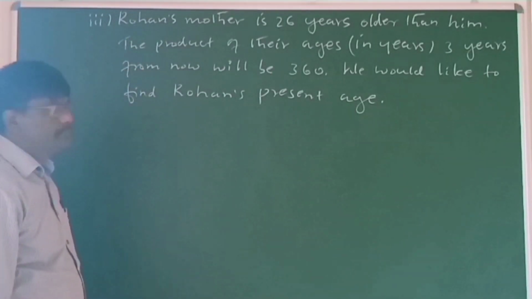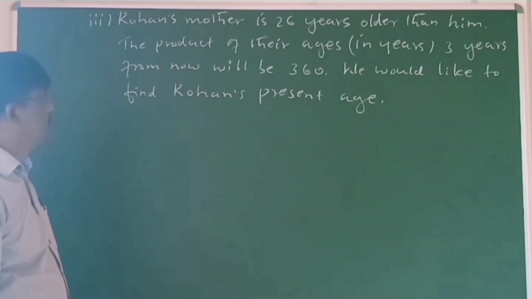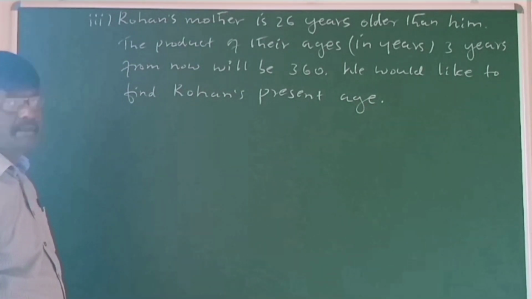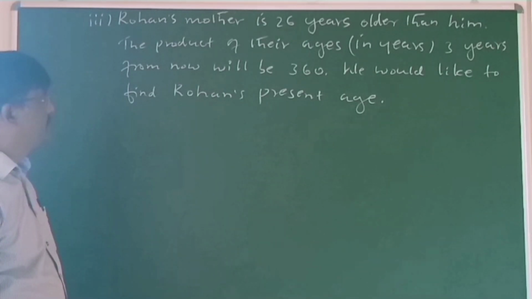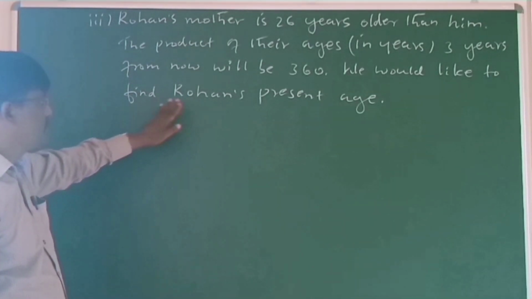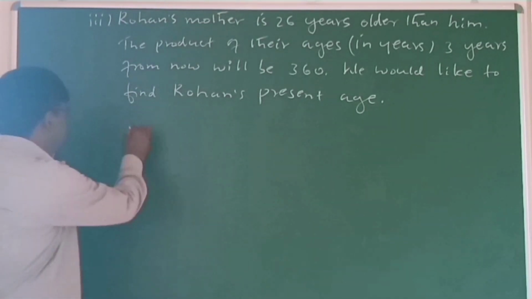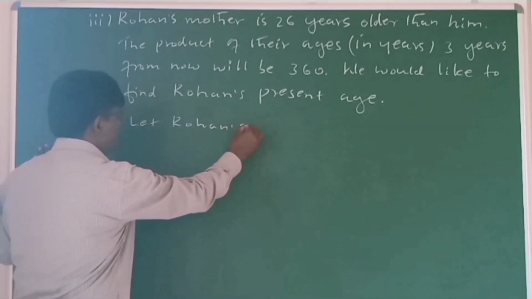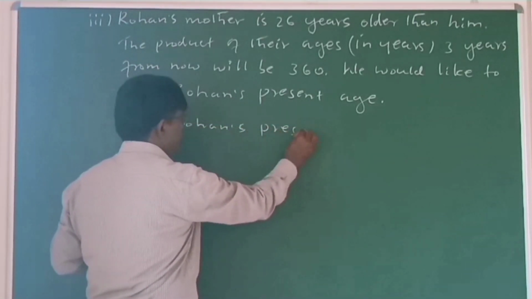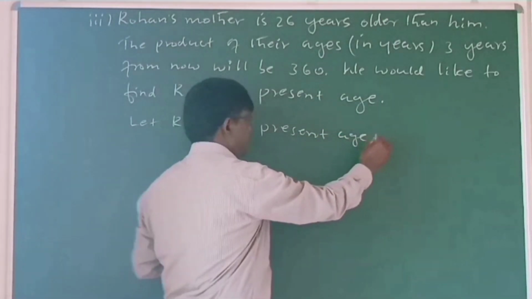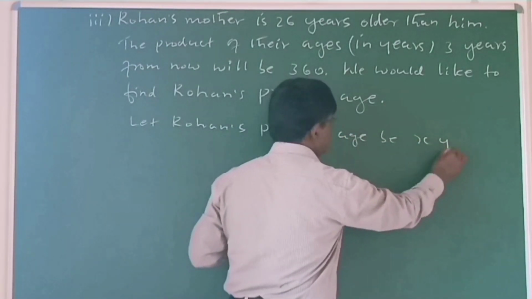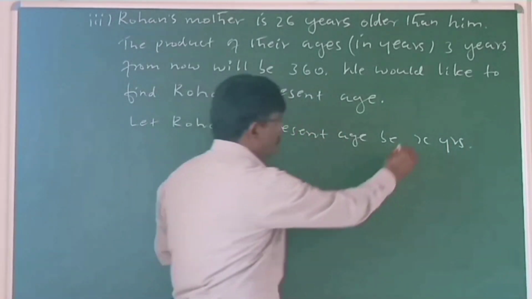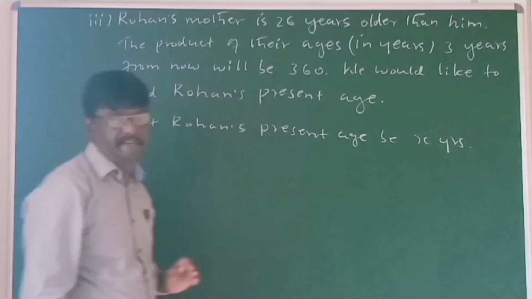We shall take one more. Rohan's mother is 26 years older than him. The product of their ages in years 3 years from now will be 360. We would like to find Rohan's present age. Let Rohan's present age be x years.